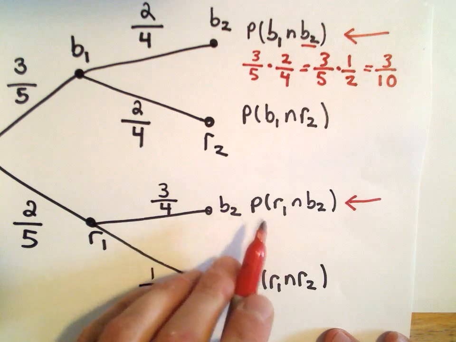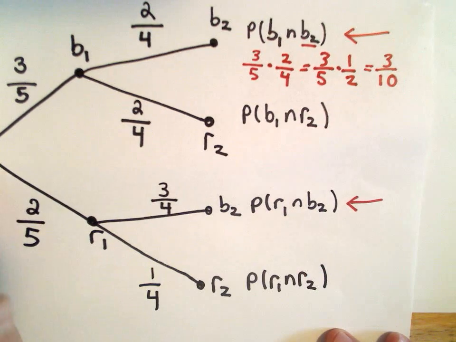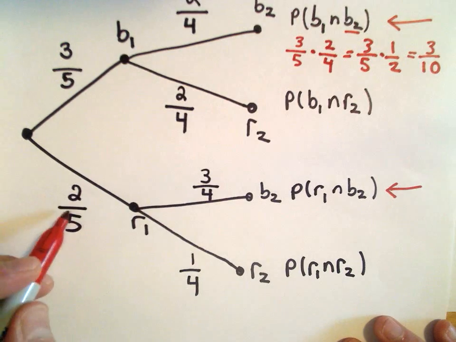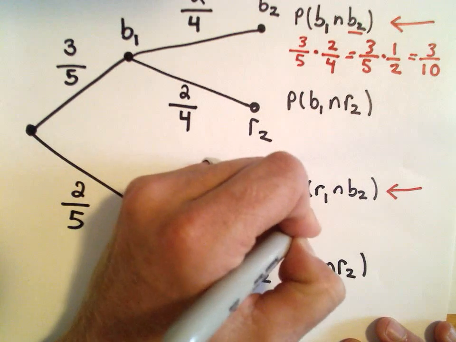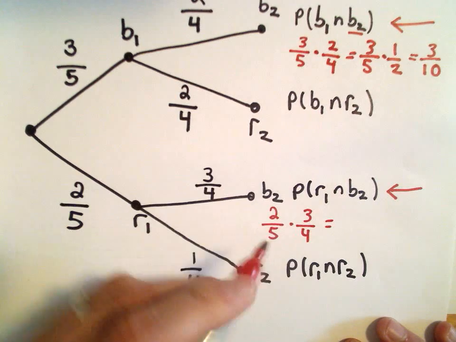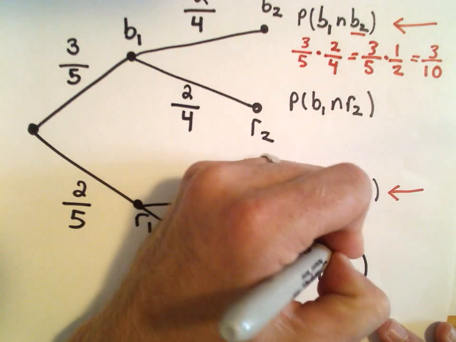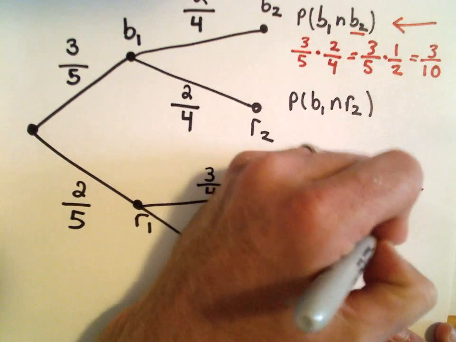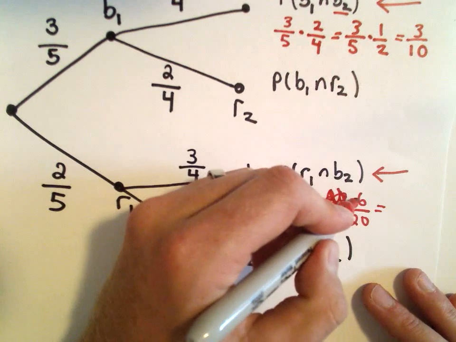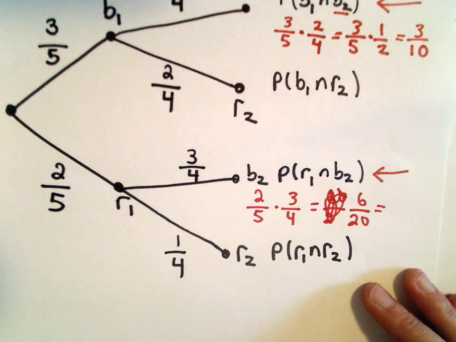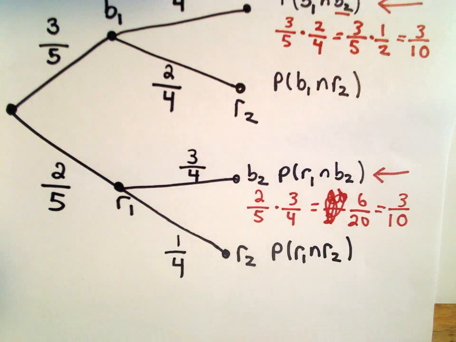And then to get the probability of having a red ball on the first one and a black one on the second, again, we just multiply the probabilities along the branches. So that's going to be 2/5 multiplied by 3/4. Well, we just multiply across the top. That's going to give us 6 over, whoops, I wrote 60, that's going to give us 6 over 20. Which again is just going to reduce, if we divide the numerator and denominator by 2, to a probability of 3 over 10.